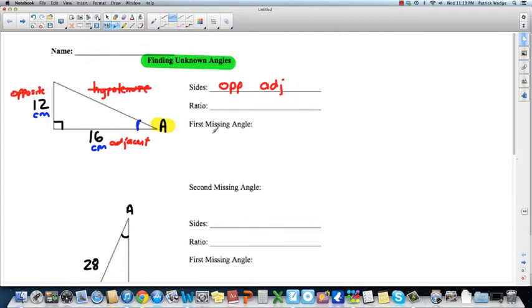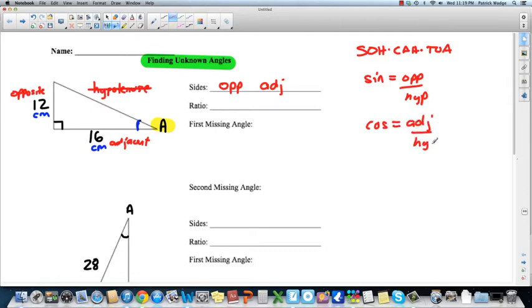Step two, which ratio are we going to use? Okay, this is where you got to remember your SOHCAHTOA. And remember what it stands for? Might as well write it all down here. Sine equals opposite over hypotenuse. Cosine equals adjacent over hypotenuse. Tan equals opposite over adjacent.